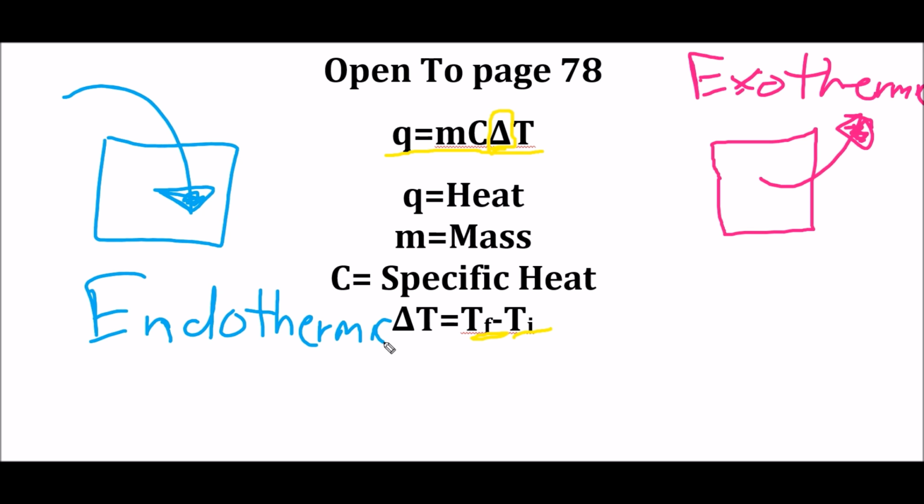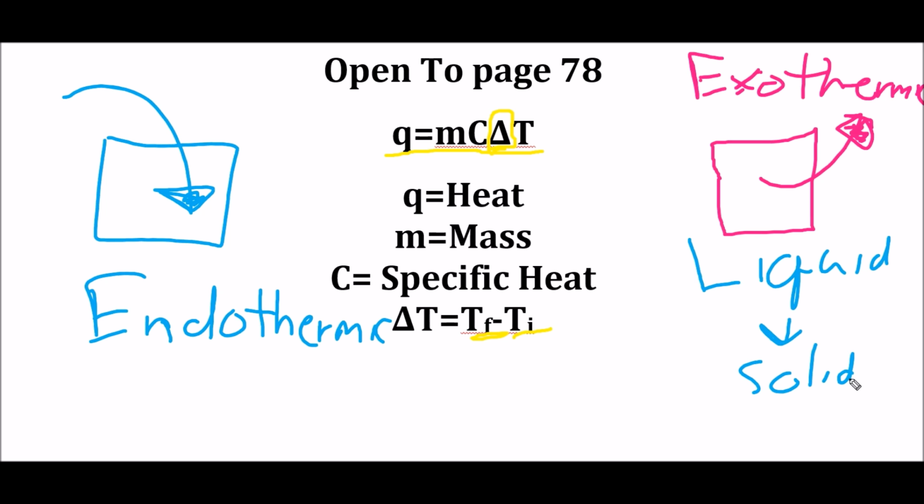An example of this would be a liquid going into a solid. And so for a liquid to go to a solid, you have to decrease the temperature. And to decrease the temperature, heat has to exit the system.